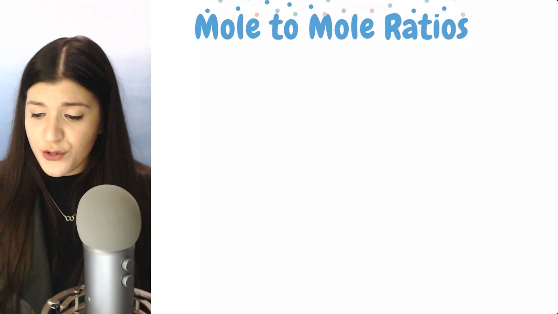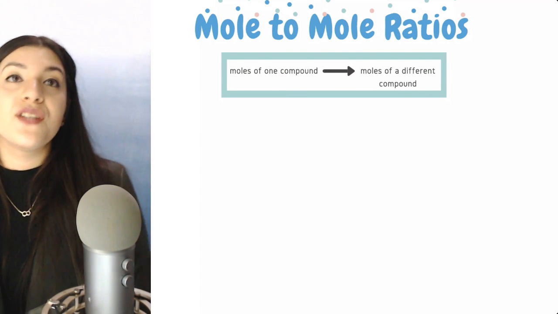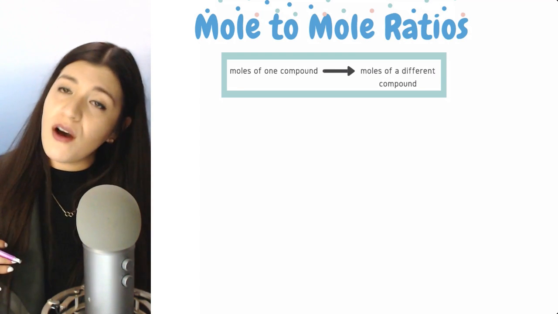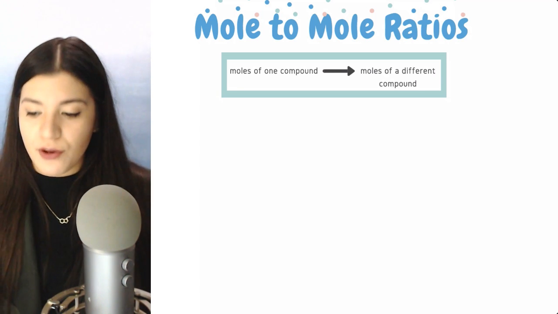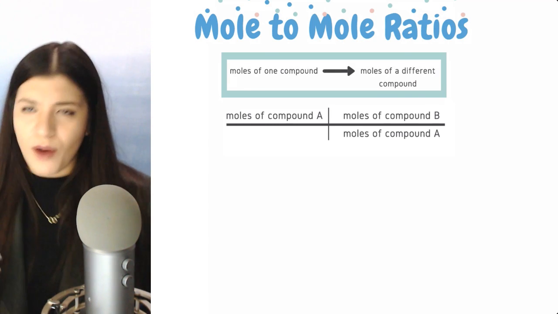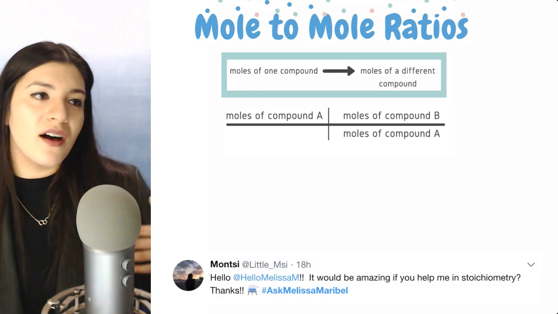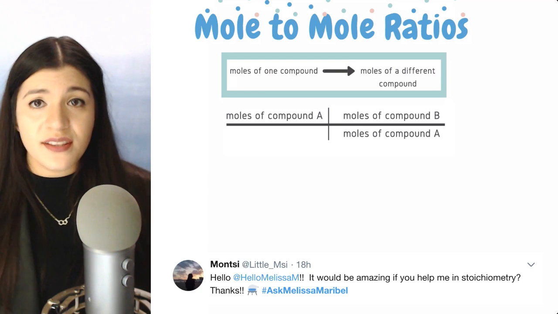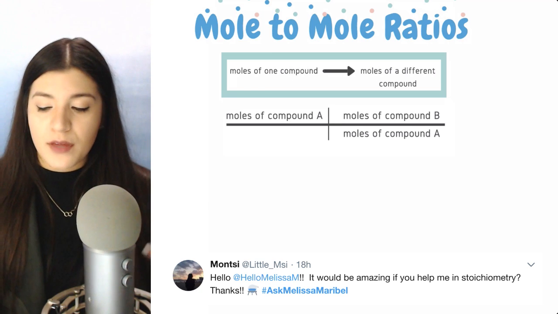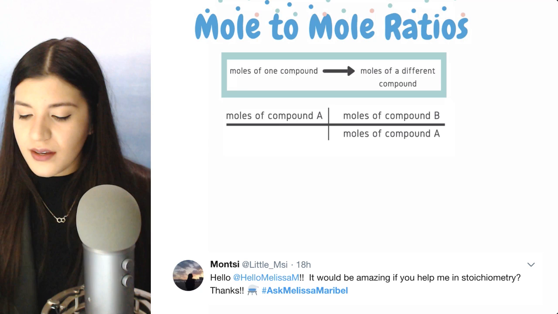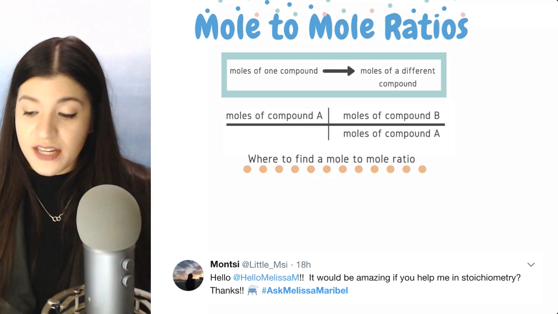So mole-to-mole ratios. Okay. So mole-to-mole ratios allow us to go from moles of one compound to a completely different one. So moles of compound A to moles of compound B. Like moles of carbon monoxide to moles of oxygen. So it just allows us to kind of change it up a little bit, right? Change the compound, change the molecule in that case. And vice versa.